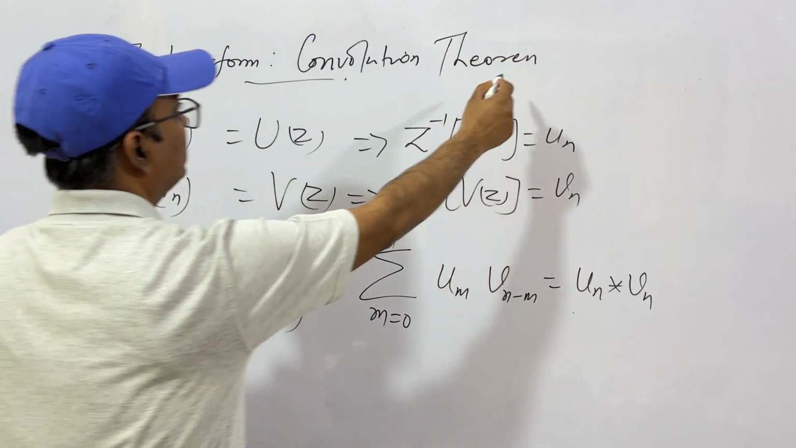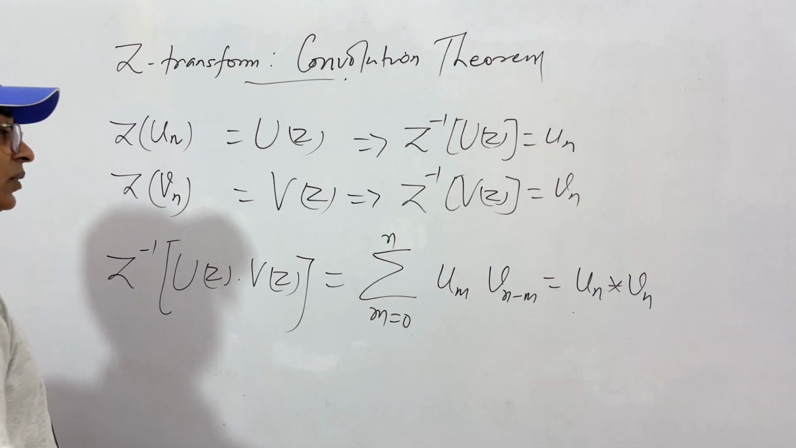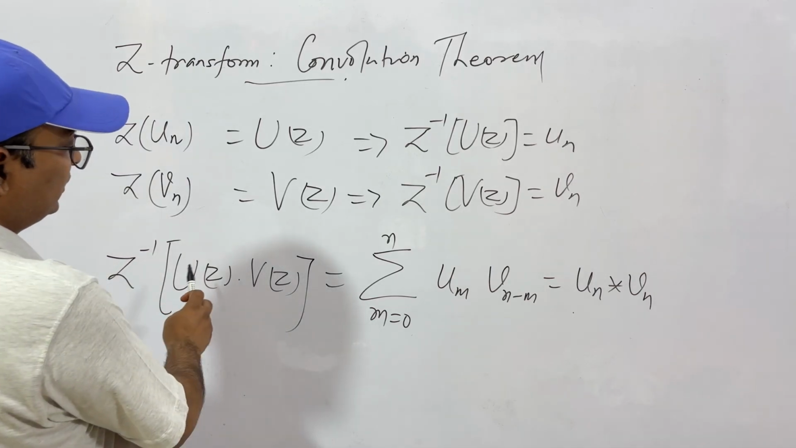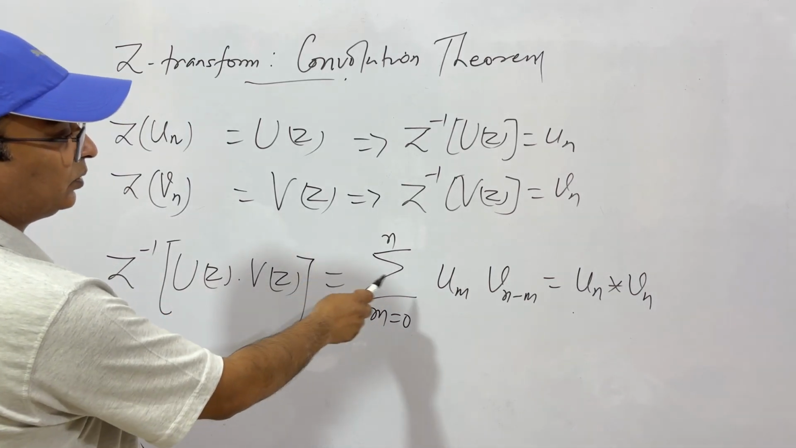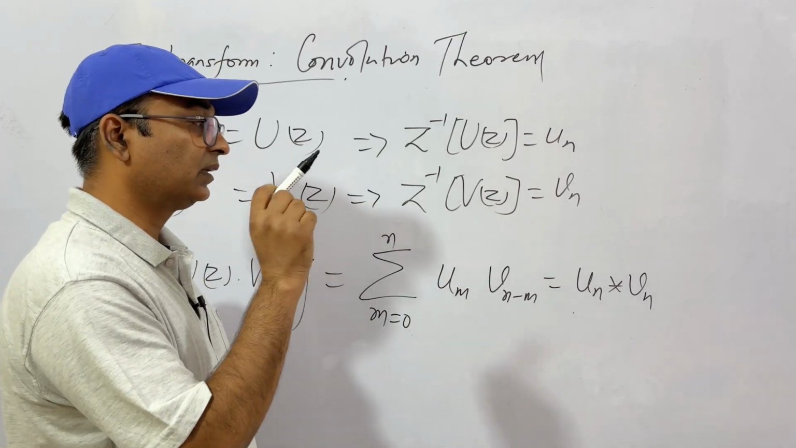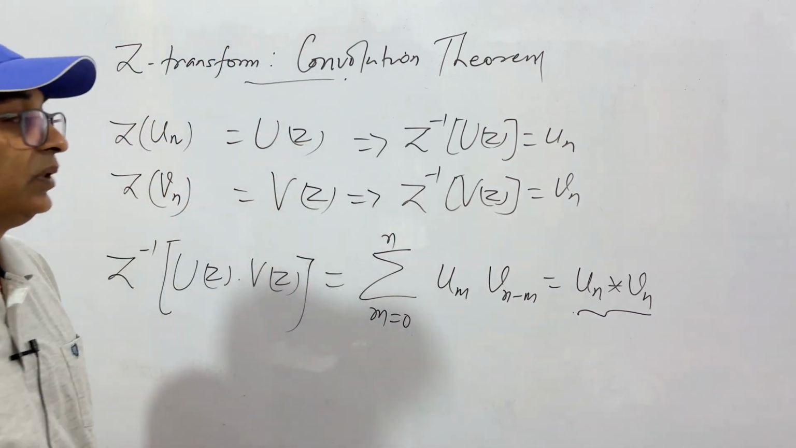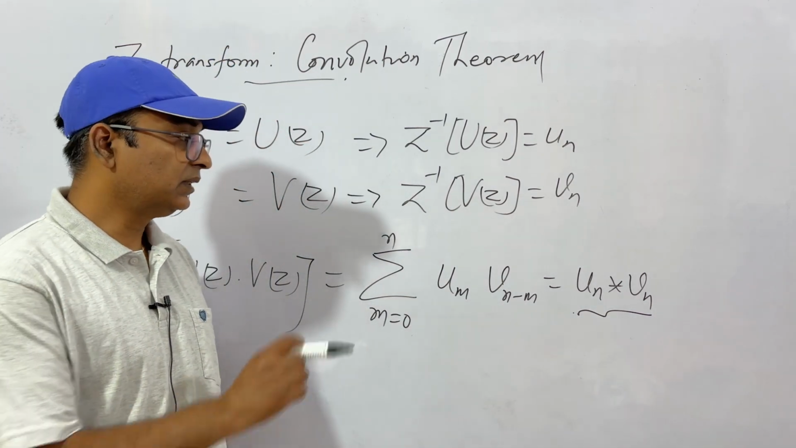So for Z transform, the convolution theorem is like this: if U(z) and V(z) correspond to u(n) and v(n), then Z inverse of U(z) V(z) is the summation from m equal to 0 to n of u(m) v(n minus m). It is written as u(n) asterisk v(n), which is said as u(n) convolution v(n). We'll see an example and understand this.